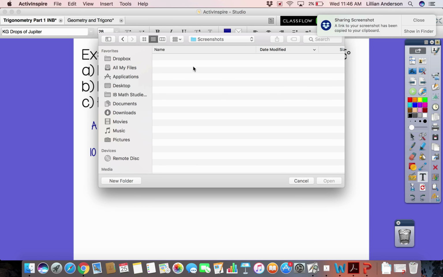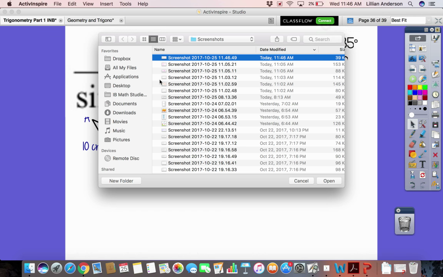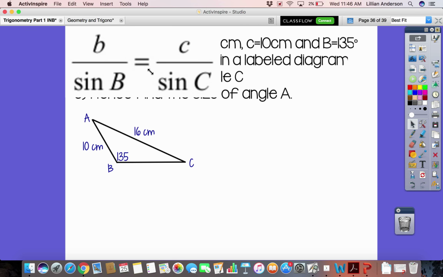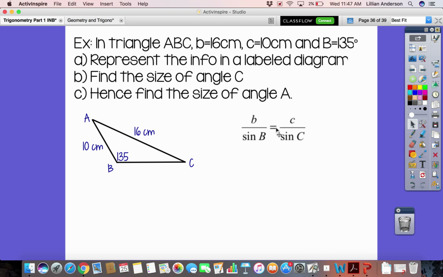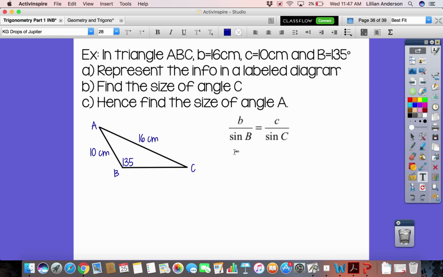Okay, I am going to shorthand this just to save a little bit of time here. I'm going to copy this over and put it here so you can see what I'm doing. So to answer part B, I'm going to use this formula and plug in everything that I have. Side b is 16. I'm going to divide that by the sine of angle B. And then I'm going to set that equal to side c, which is 10, divided by the sine of angle C.